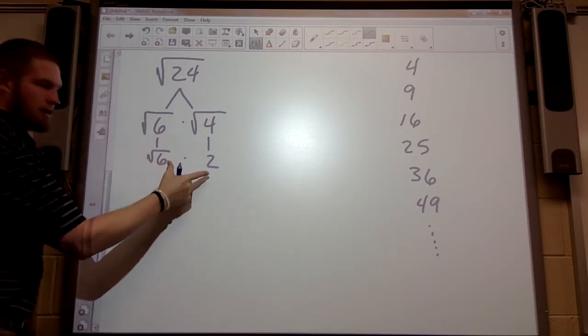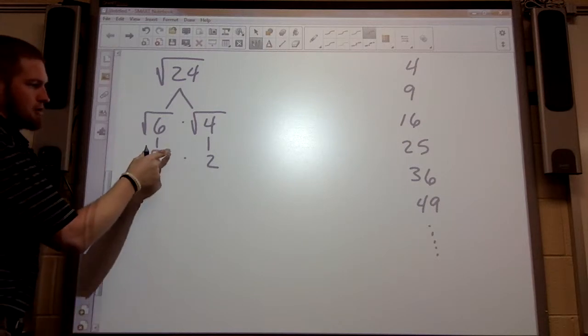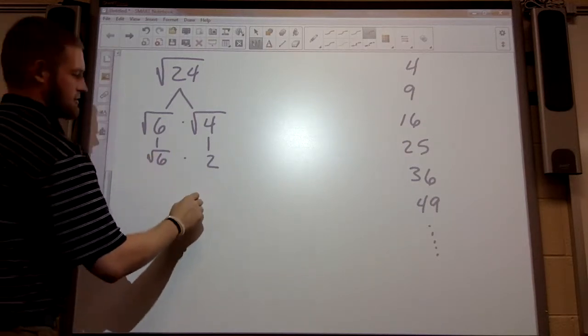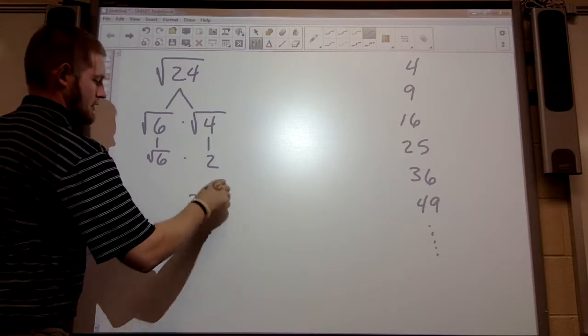This is all the farther I can go, but I have to do some rearranging. You always put your radical last. So I should have 2 square roots of 6.